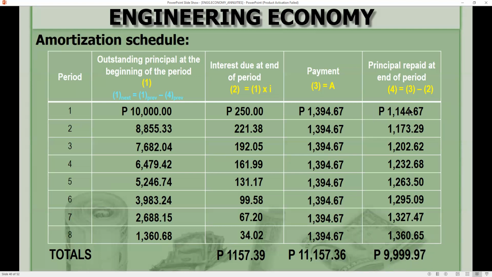So the total interest and the amount of principal should be equal. Let's ignore the rounding error, but they are now equal. So that is how you construct the amortization schedule.